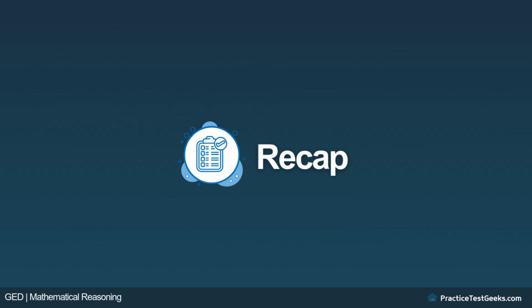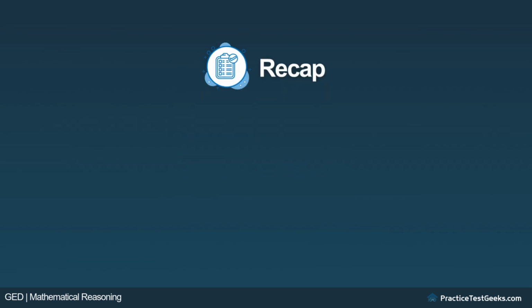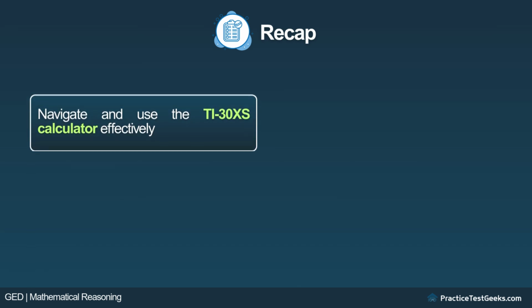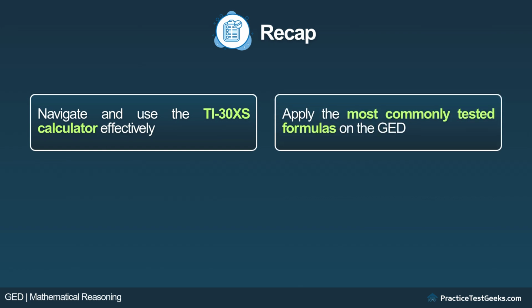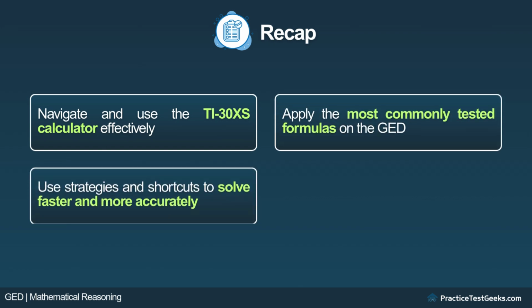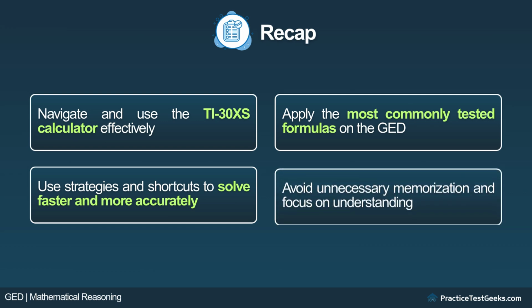Let's have a quick recap of what you learned in this lesson. In this lesson, you learned how to navigate and use the TI-30XS calculator effectively, apply the most commonly tested formulas on the GED, use strategies and shortcuts to solve faster and more accurately, and avoid unnecessary memorization and focus on understanding. Mastering your calculator and understanding the provided formula sheet are essential GED math test skills. With practice, you'll gain speed, accuracy, and confidence.